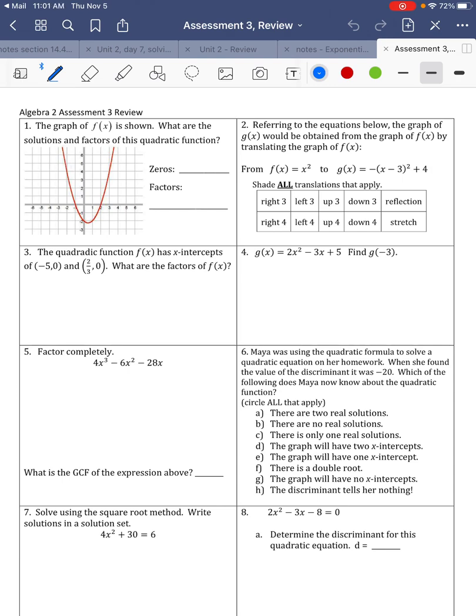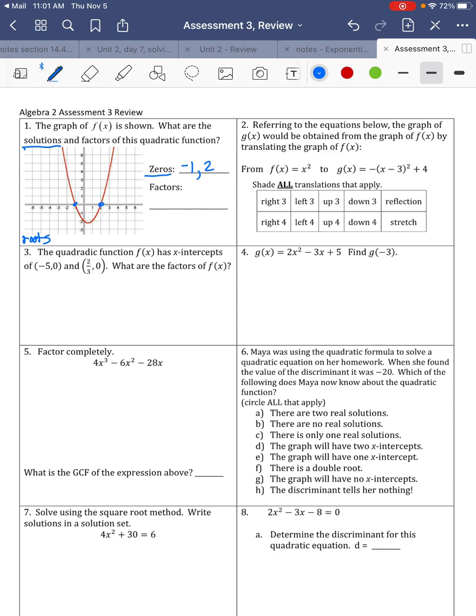So looking at number 1, the graph of the function is shown. It's a parabola, a quadratic, right? What are the solutions and factors of this quadratic function? So this terminology here, solutions, notice those are the x-intercepts, and also those are called zeros. Those three words, there's also one more, the roots. Those three words basically mean the same thing, and the easiest thing is to look at the x-intercepts in the graph. So that would be -1 and also 2.